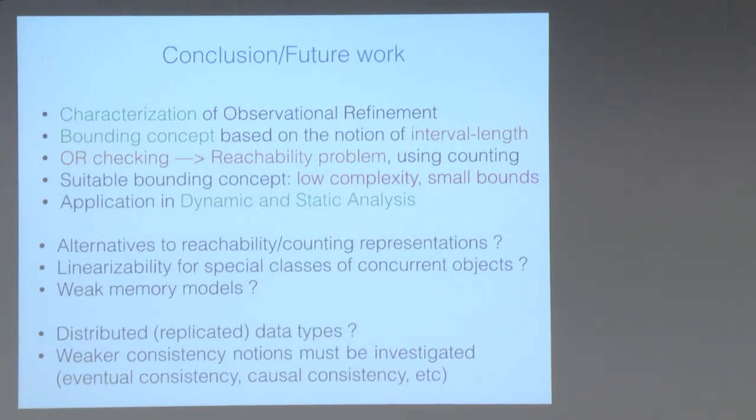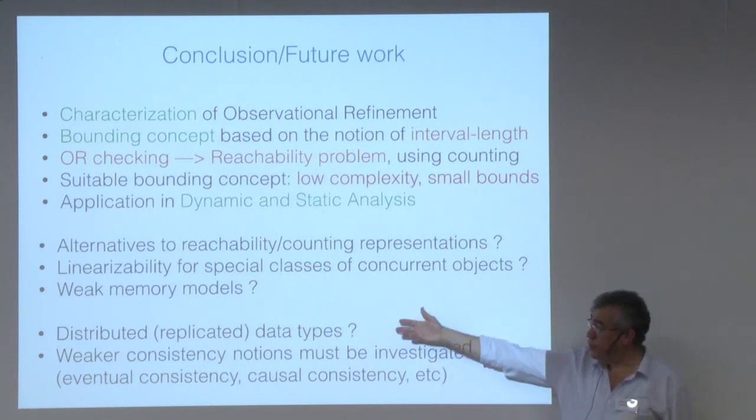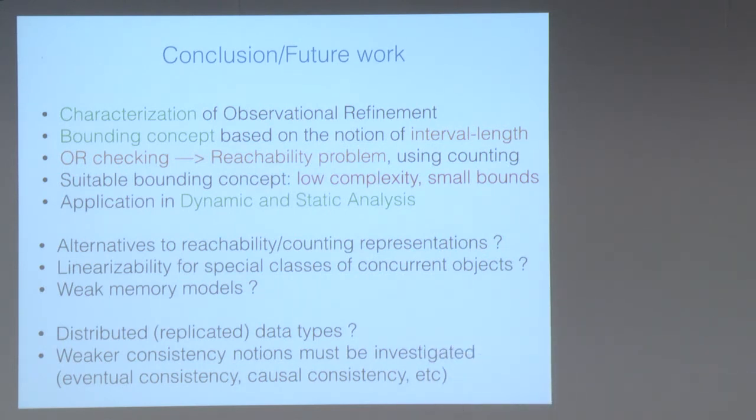And finally, what I have shown here is all about concurrent objects with shared memory. Another challenge is how to generalize this kind of work to distributed systems. We have started looking at distributed replicated data structures, the problem of how to formalize and verify eventual consistency, causal consistency, and these kinds of concepts, which are weaker than linearizability, because in that case you know that linearizability cannot be ensured in general. So that's all.